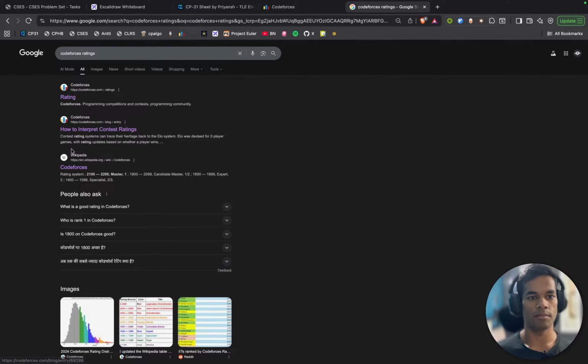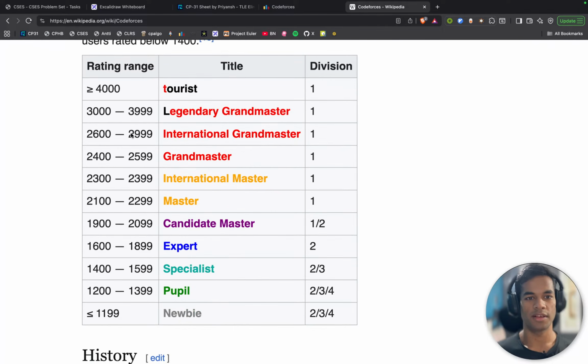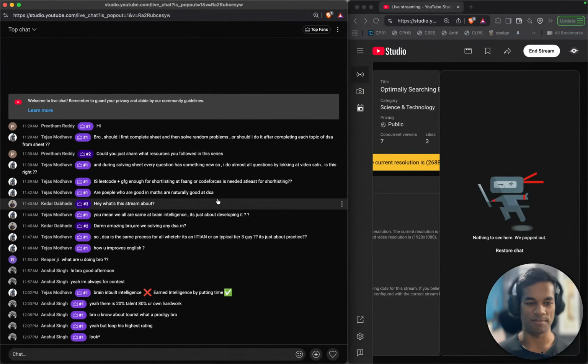And let me show you one thing. If you go to Wikipedia and search for Codeforces rating, you see here that from a rating of 3000 to 4000 you are a legendary grandmaster, but if you have a rating of greater than or equal to 4000 you are called a tourist. That is the title you get. So he made an eponymous title. There is a title on his name, so he is pretty cool.